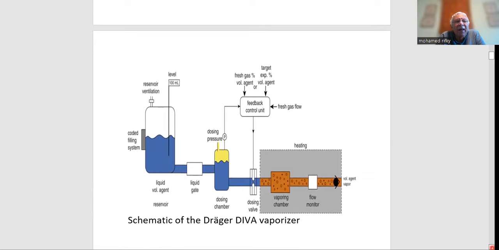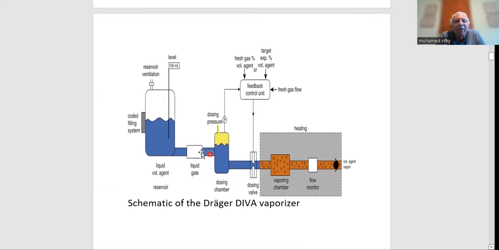This is the Draeger Diva vaporizer. It's formed on the same principle. We have the vaporizer module, and then we have a dosing chamber. We have a liquid gas. All these chambers go to a valve, and the valve goes to the vaporizing chamber, which is heated and, using also a jet, is heated going to the patient.